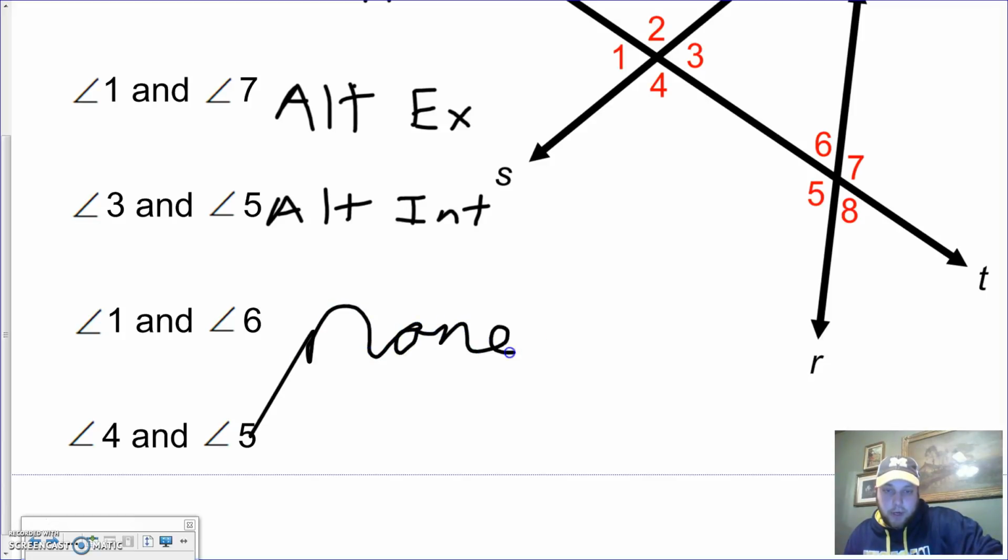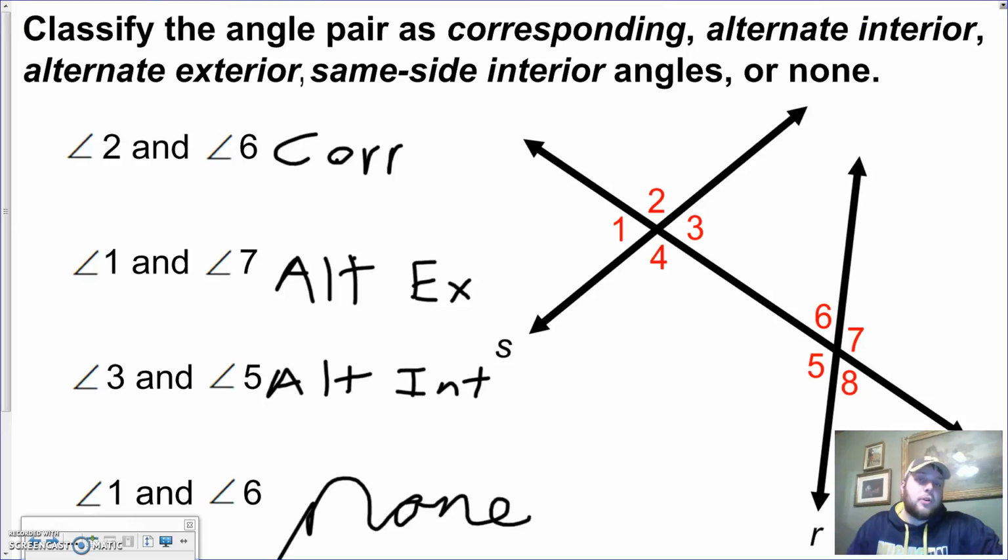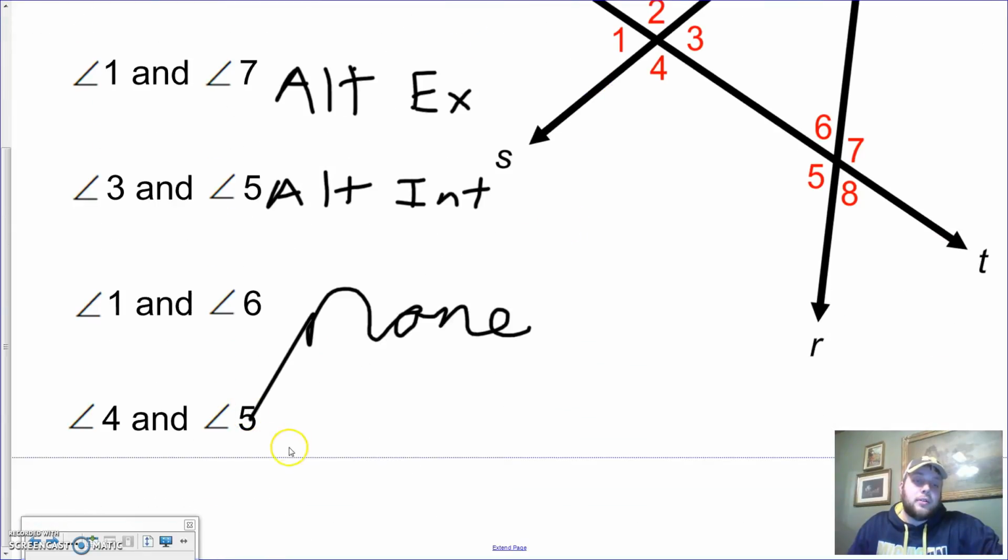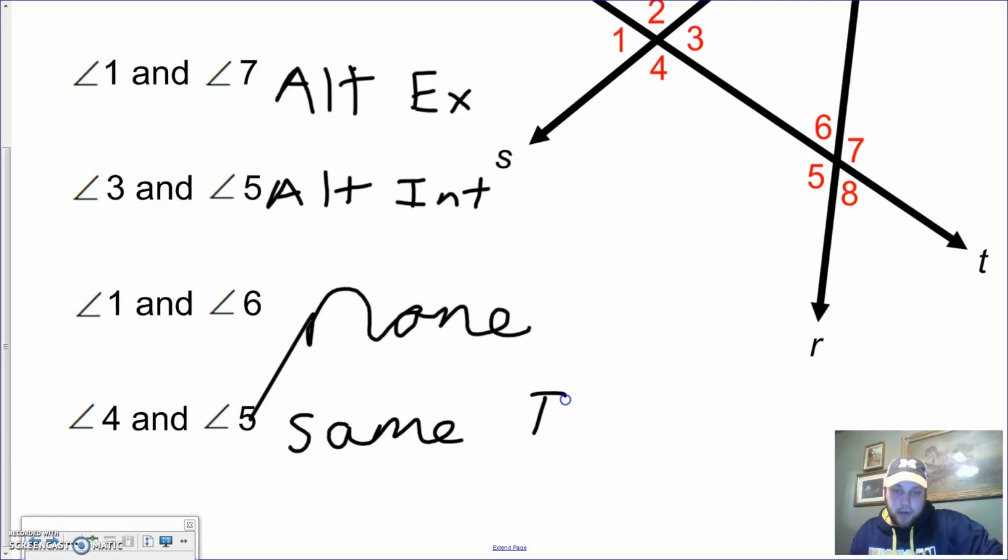All right, and then I got 4 and 5, and 4 and 5 are on the same side, and they're interior. So I'm going to call these same side interior. I think I'm a better handwriter on this int. All right, there we go. Same side int. You guys getting the drift?